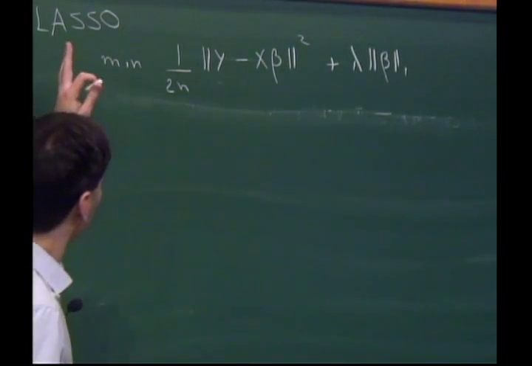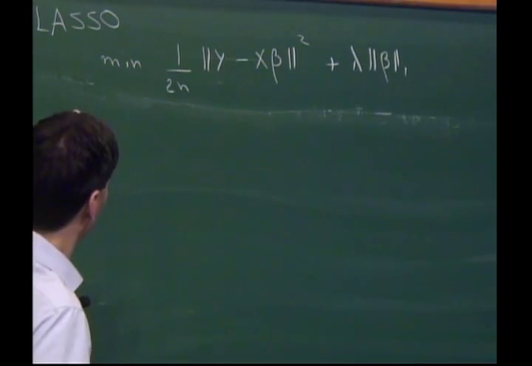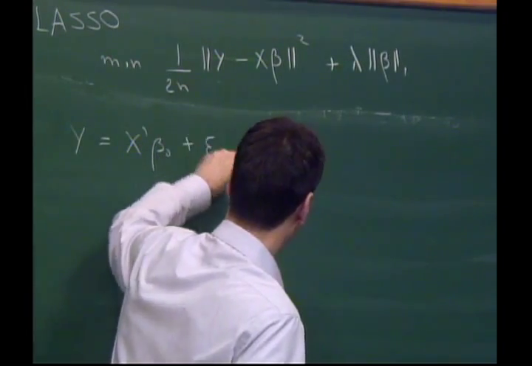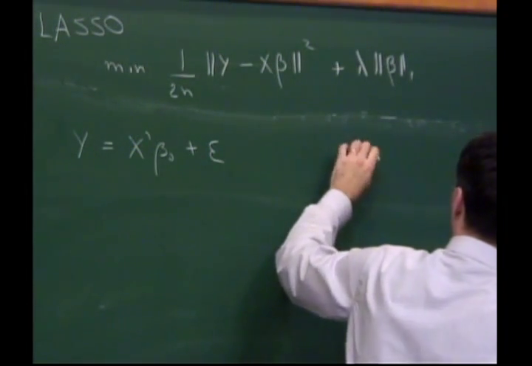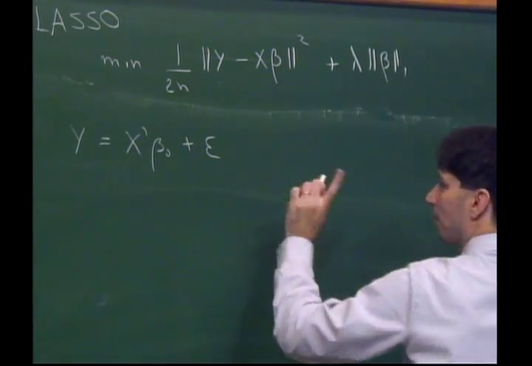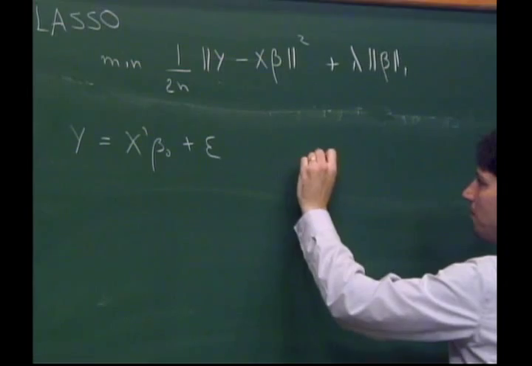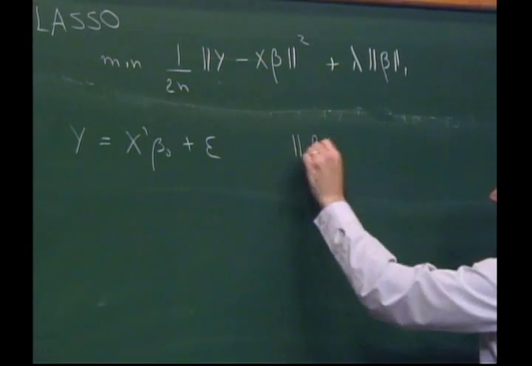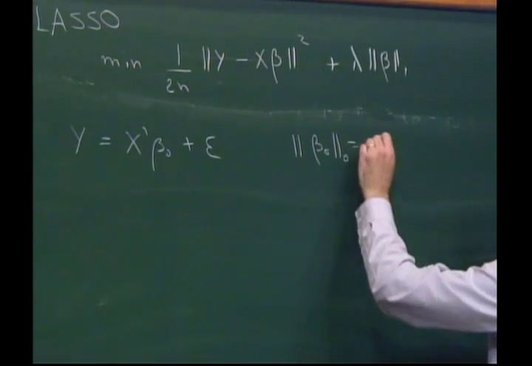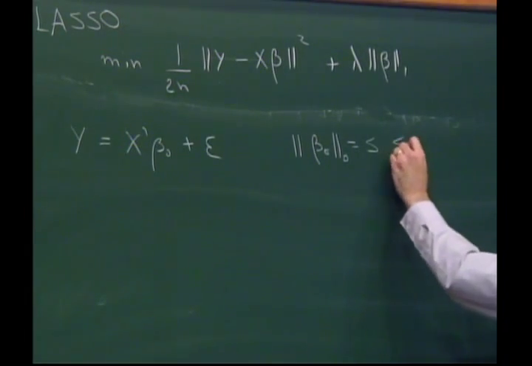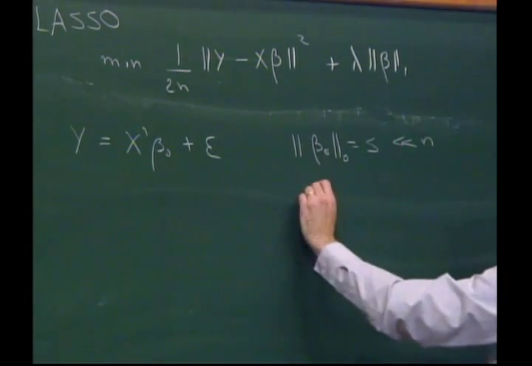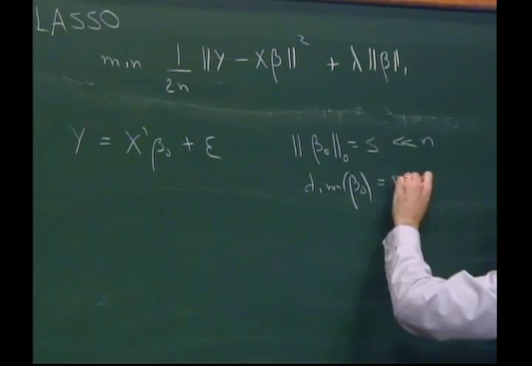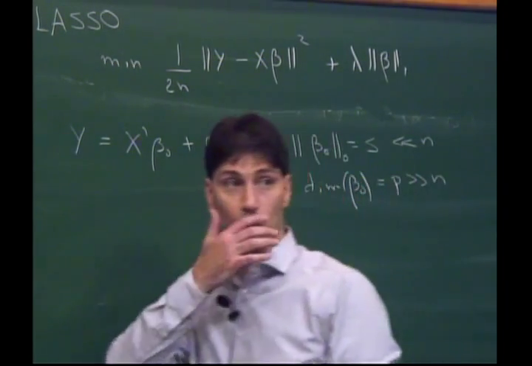But for this to make sense, we need to think about our model. We can think about the same setting we had before, but with one extra assumption, that the vector that we're interested in, the number of non-zero components equals S, and that's much smaller than n. But here, the dimension of the vector is P, it's allowed to be much bigger than n. So that's the setting we want to study.